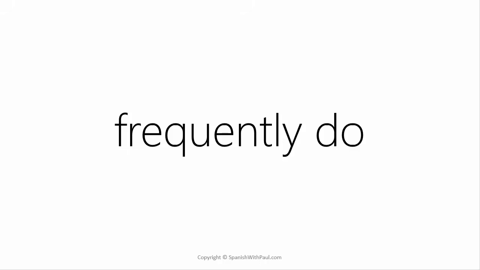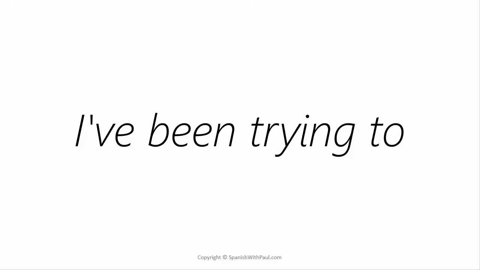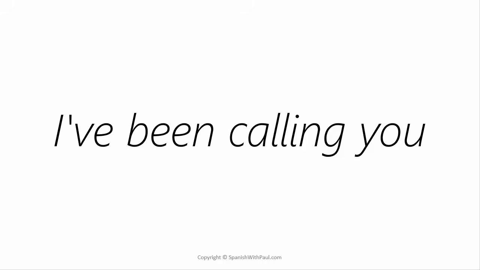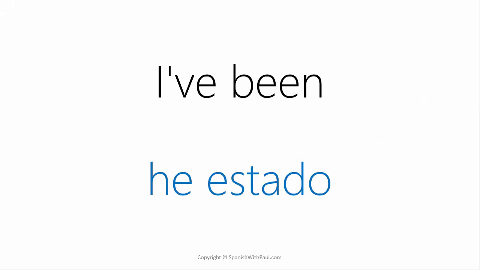Something we do very frequently in English is we combine I've been with ing. For example, I've been trying to. I've been calling you. I've been talking to. All of these we're combining I've been with ing. Now we've already established that I've been is he estado. So what we need to do is add the rest.